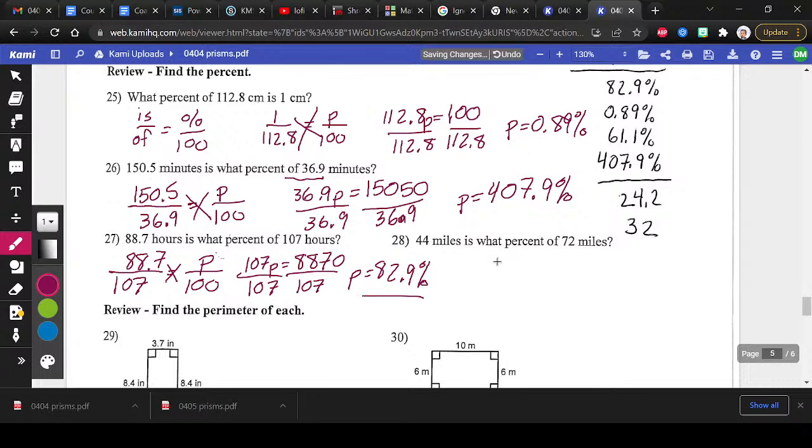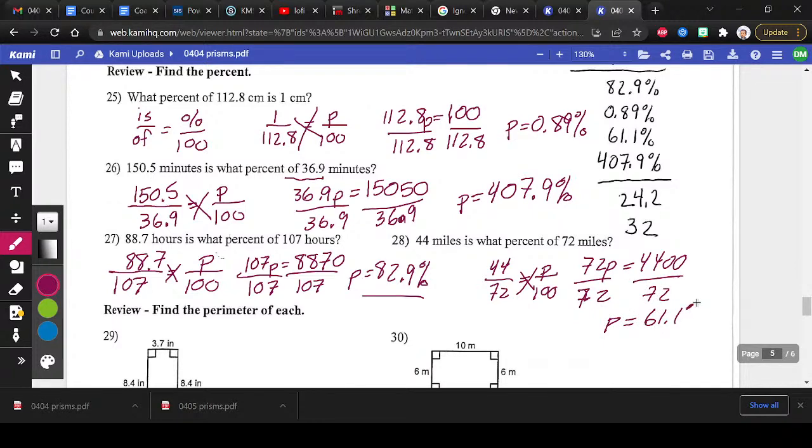Last but not least, we have is over of. The of is 72. The is 44. Equals P over 100. Cross multiply. That's 72p equals 4,400. We divide both sides by 72. And P is 61.1%.